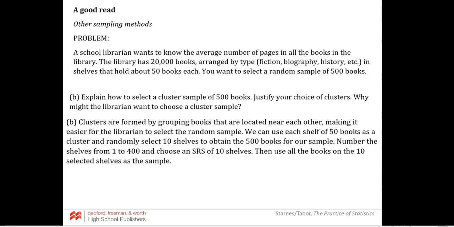So again, once you've chosen those 10 clusters, those 10 shelves essentially, then within that cluster of 10 shelves, you're going to do a census inside of there. So you're going to look at every single book that was selected there.